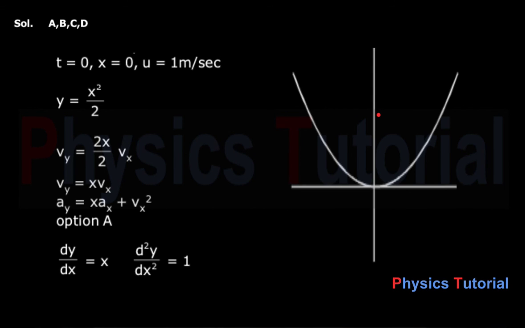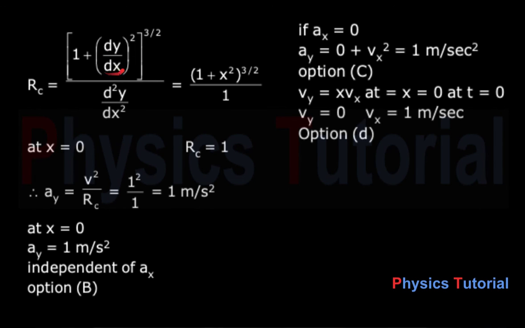Correct. So option A. If dy by dx equal to x and d square y upon dx square is equal to 1, then applying the radius of trajectory formula that I told you, 1 plus (dy by dx) whole square to the power 3 by 2 upon d square y upon dx square, and substituting the values, you get rc equal to (1 plus x square) to the power 3 by 2 upon 1. At x equal to 0, you will get rc equal to 1, and in this way we get ay equal to v square by rc, that is the centripetal acceleration. That will be 1. So at x equal to 0, ay equal to 1.